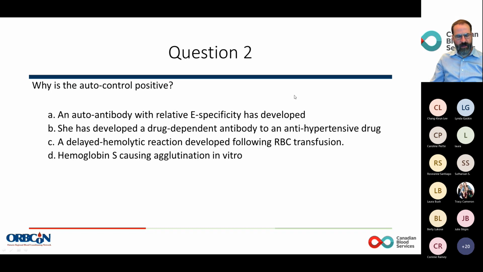Option A is because she has an autoantibody with a relative big E specificity that's developed. B, because she's developed a drug-dependent antibody to an antihypertensive drug. C, because she's got a delayed hemolytic reaction following the RBC transfusion. Or D, because hemoglobin S is causing agglutination in vitro.